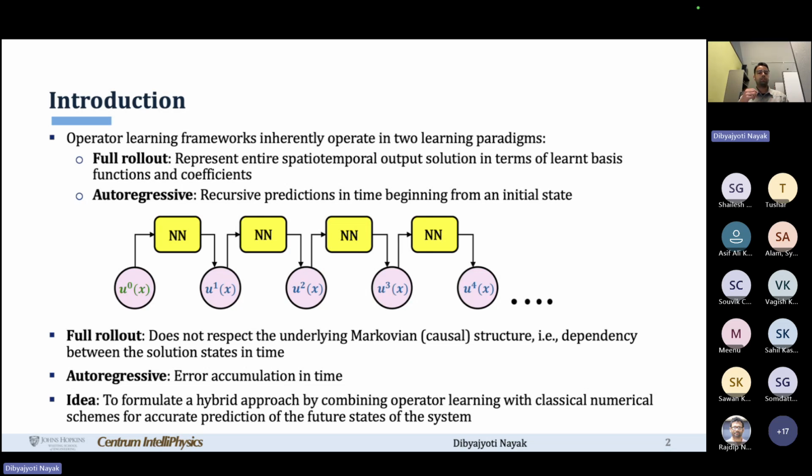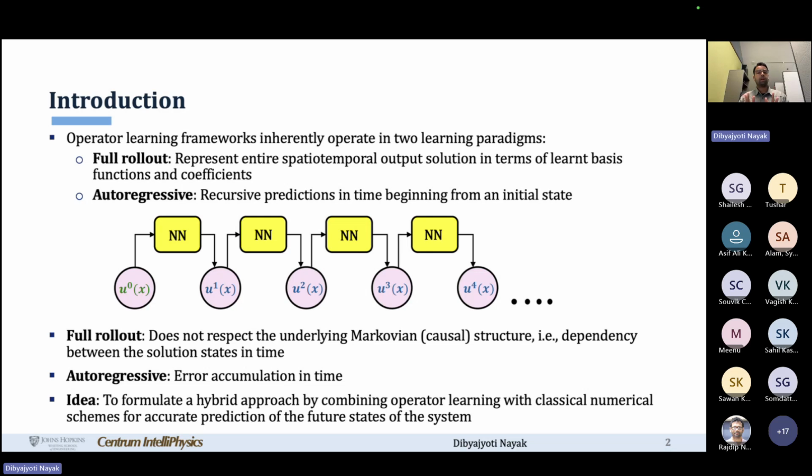In the autoregressive case, as you can see, once you do recursive predictions in time, we are basically respecting this causal structure. But in practice, what we generally observe is that there is a huge error accumulation in time. And this is also intuitive, right? Because the error accumulation happens because at every time step prediction from UT to UT plus 1, you're accumulating model approximation errors. And as you move forward in time, these model approximation errors compound and grow. So this is what I mean by error accumulation.